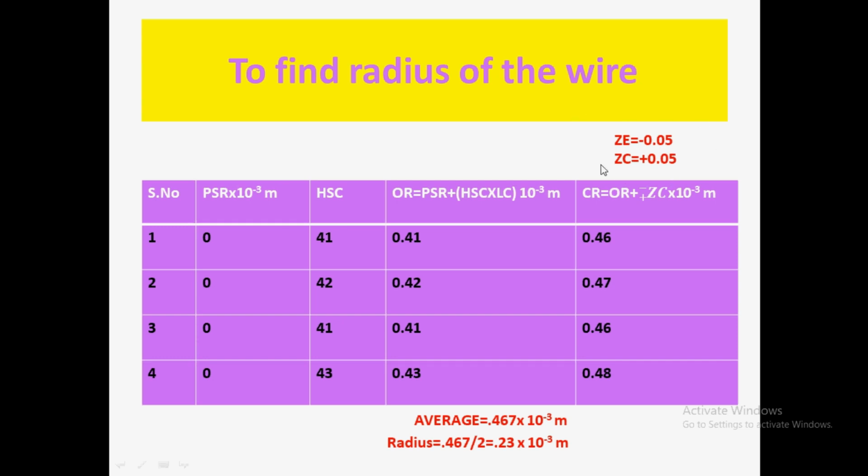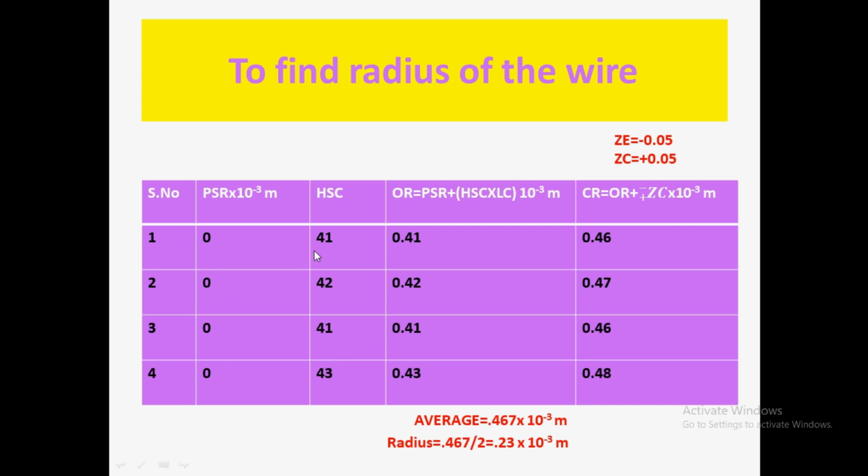First of all, we should measure the zero error and zero correction. So this is the zero error and this is the zero correction. If the zero lies above the reference line, we get the negative error. Correspondingly, we get the correction plus 0.05. And we fix the screw gauge at 4 or 5 points, and take the PSR reading and HSC reading.